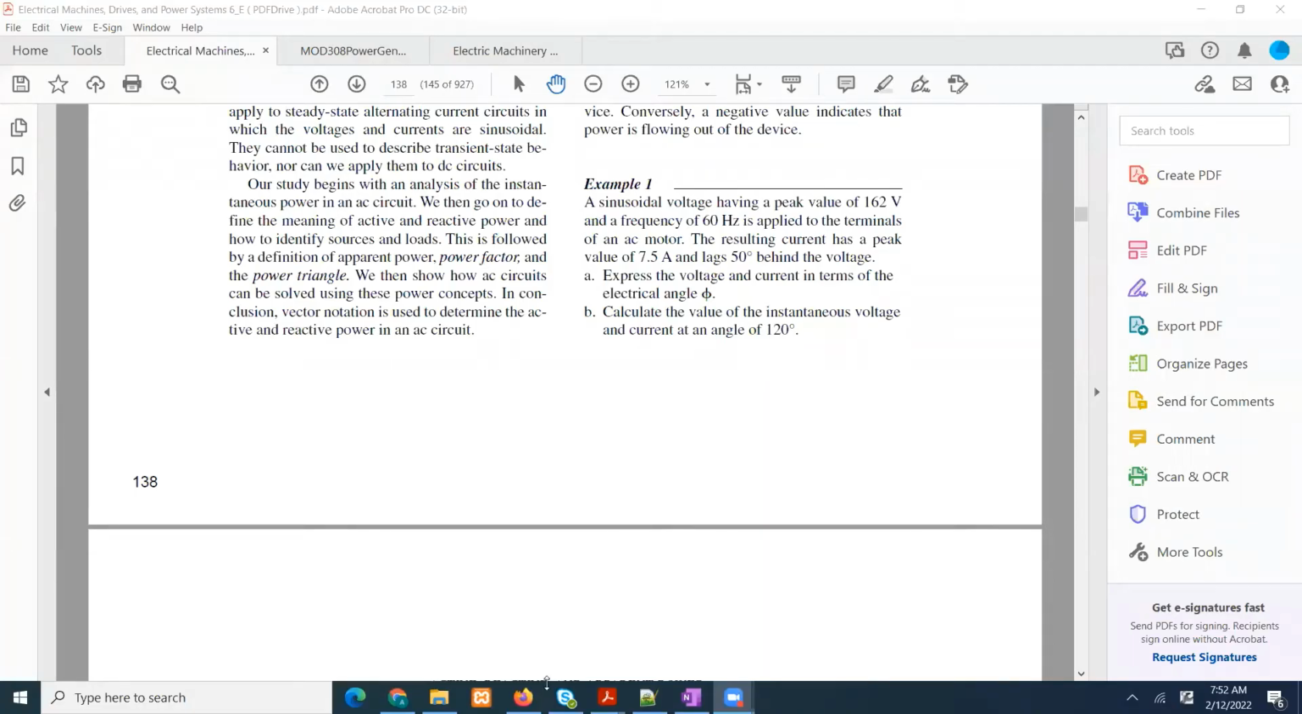Alright guys, so let's start. That is chapter 7, okay? In chapter 7 we're going to start with example 1, and these examples are going to make you pretty good, okay? You will learn quite a bit.